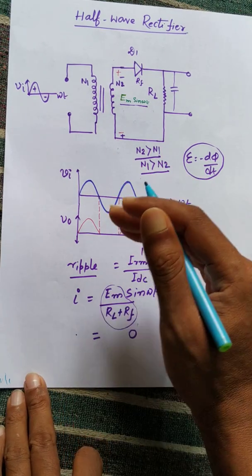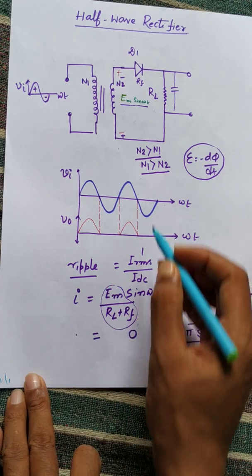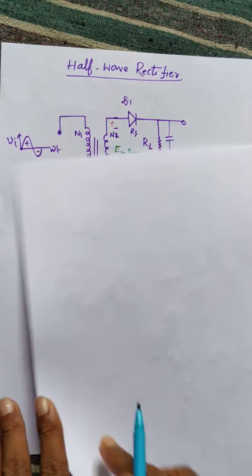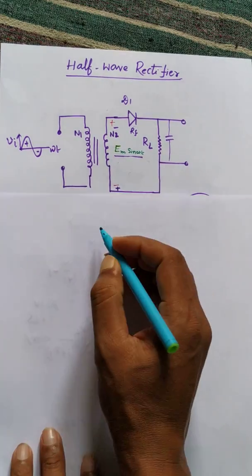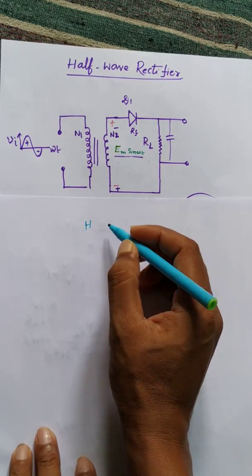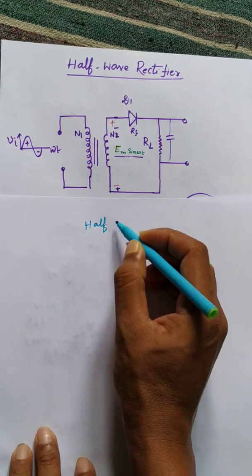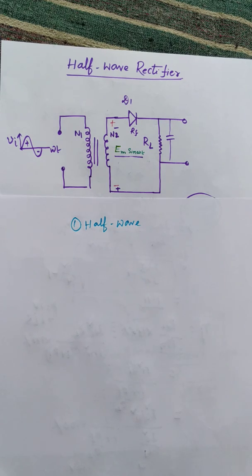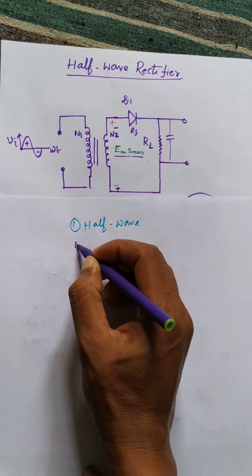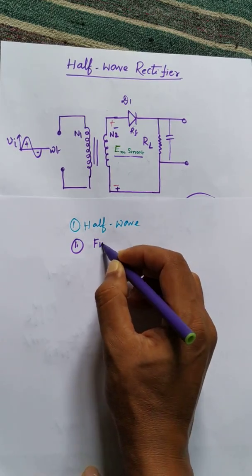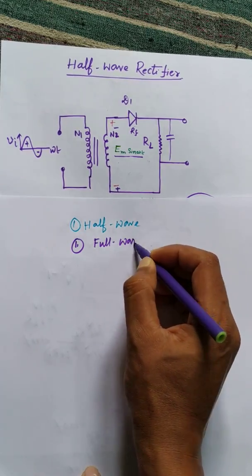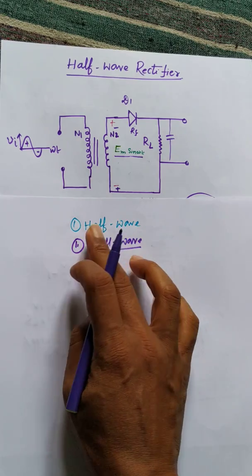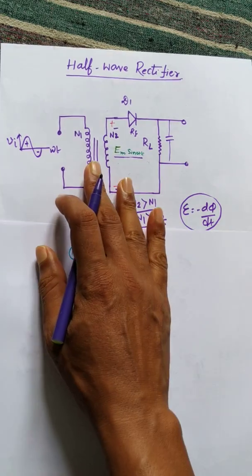Rectifiers are classified into two categories: half wave rectifier and full wave rectifier. But in this class I will discuss half wave rectifiers. Let's see the circuit diagram.